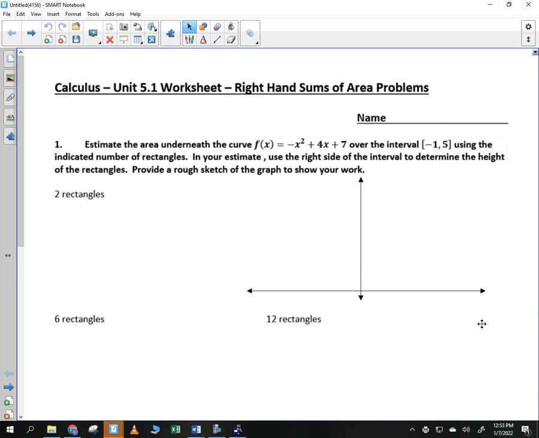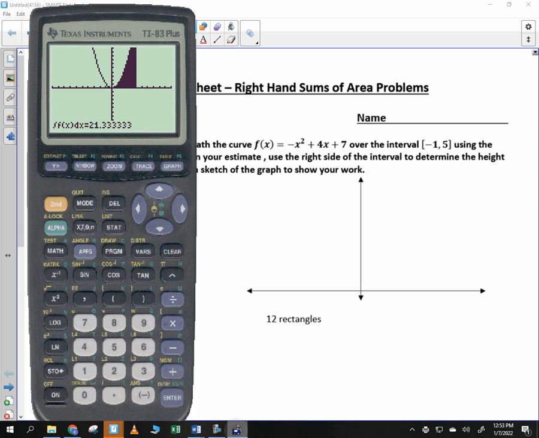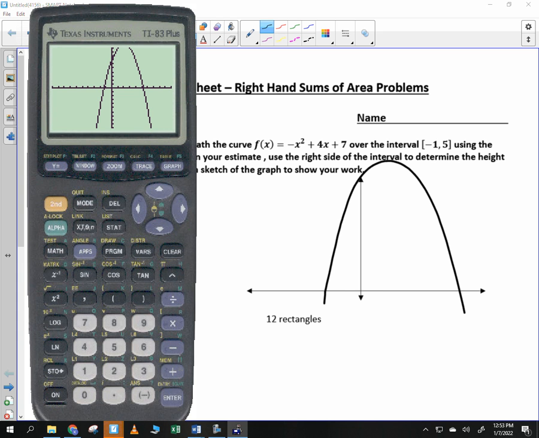But we have a very similar example here. It says, estimate the area underneath this curve. If you don't know what the curve looks like, what could you do? You can plug in your calculator, negative x squared plus 4x plus 7. And as you graph that, you can see it makes what shape? Right side up or upside down? Upside down. So it looks like we got a parabola that looks something like that. Y'all good with that? Get a general understanding of what the graph looks like.